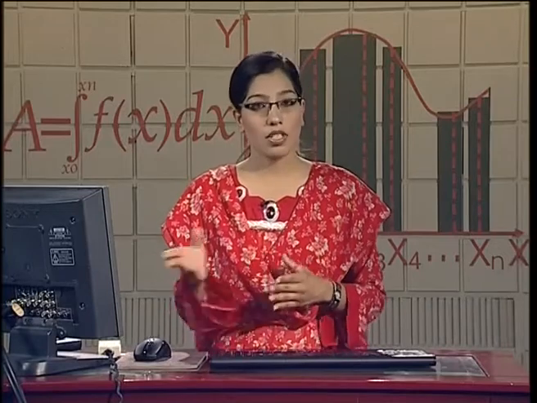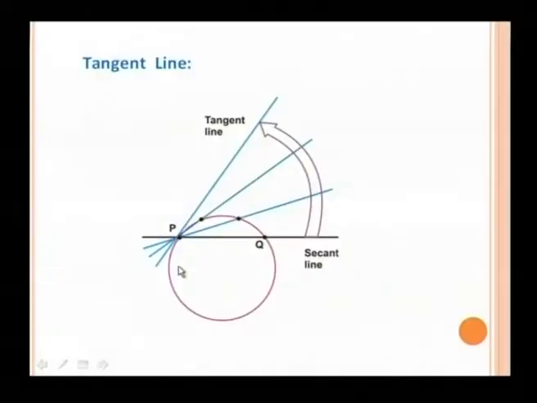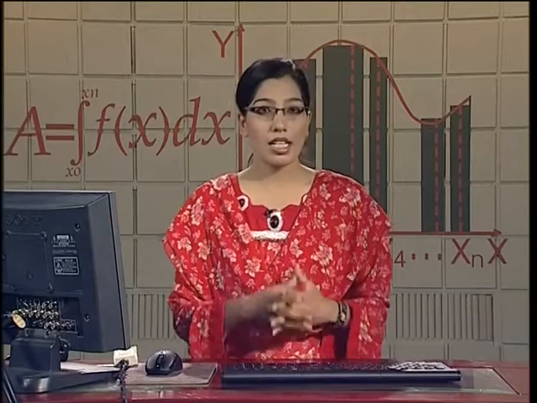You can see a figure on the screen. In this figure, this black line is called the secant line and this blue line is called the tangent line. If the point moves along the curve from P to Q, the secant line will rotate toward a limiting position, and the line occupying this limiting position is called the tangent line. Same is the case for area problem.